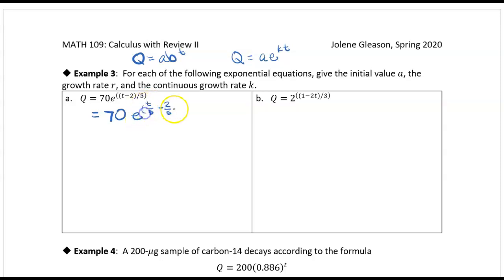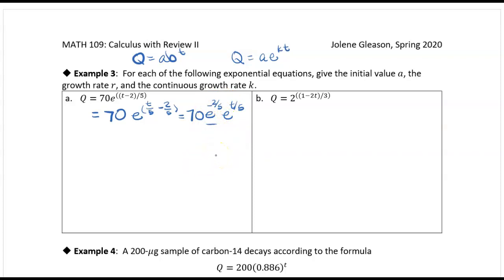Okay, that's the whole exponent. All I've done is divided both the t and the minus 2 by 5. And now I can use the properties of exponents to write this as 70. Now you can see this e to the t over 5, that has t, but I can actually write this as e to the minus 2/5 times e to the t over 5. Okay, now I've gotten it broken up, and this right now is just a constant, and I could calculate that.